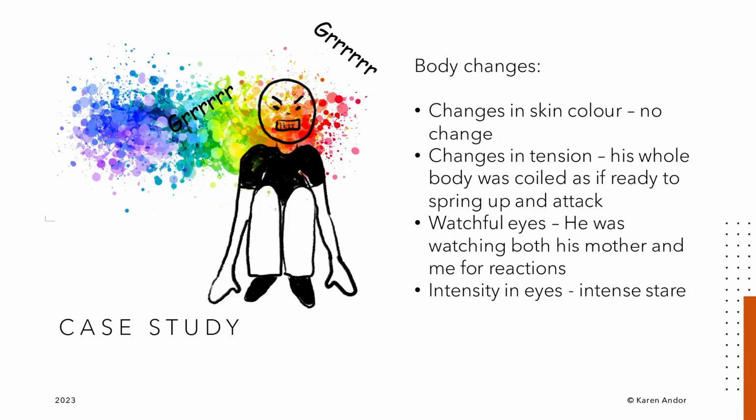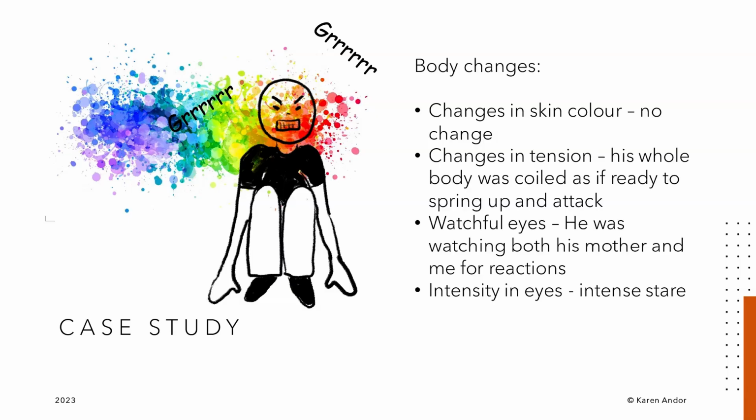In terms of body changes, there was no change that I could see in his skin color. So, these are just signs to look out for. It doesn't mean to say you're going to see all of these things. Changes in tension, definitely. His whole body was coiled. It was as if he was ready to spring up and attack. And I think that's exactly what his fight part was wanting to do, just waiting for us to show any kind of sign that we were going to hurt him in some way, and he would have attacked.